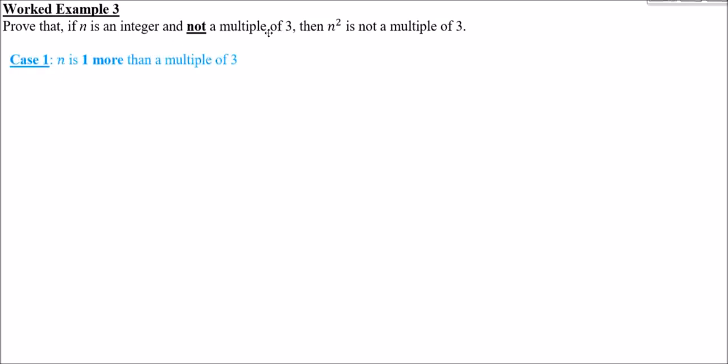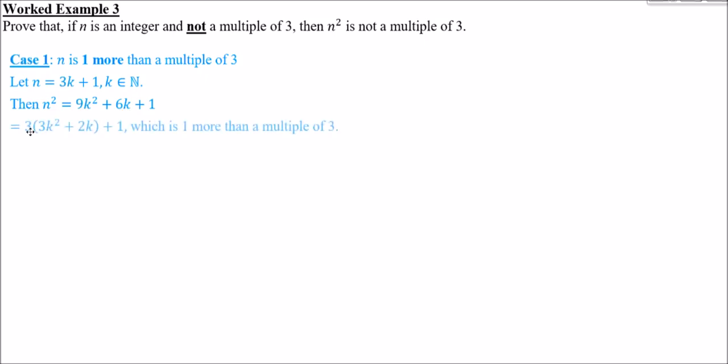Well, if it's not a multiple of 3, it's either going to leave a remainder of 1 when divided by 3, or a remainder of 2. So let's go for case 1, where n is 1 more than some multiple of 3. Let's define n algebraically as a representative of 3k plus 1, where k is some natural number. Expanding this out algebraically, we're going to get 3k plus 1 all squared, which is 9k squared plus 6k plus 1. We can now factorize out a 3 from this, which gives 3 lots of 3k squared plus 2k, plus a 1 hanging off at the end.